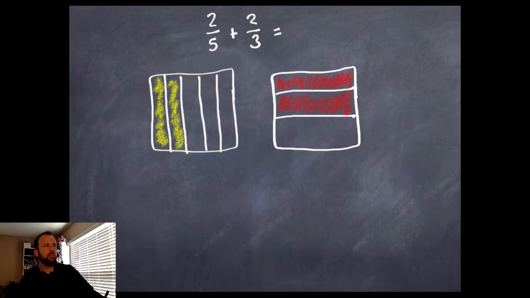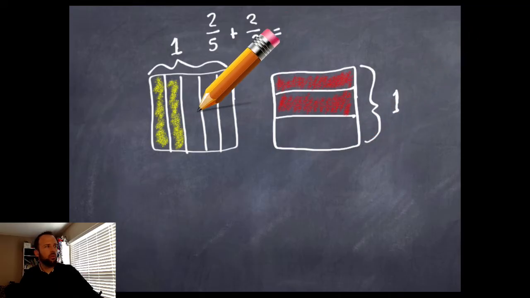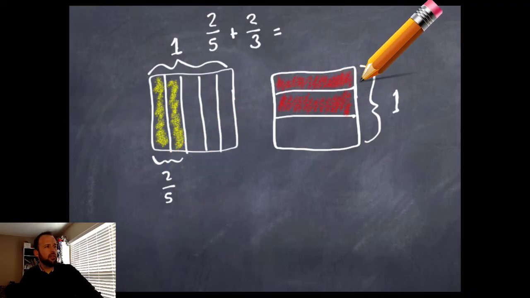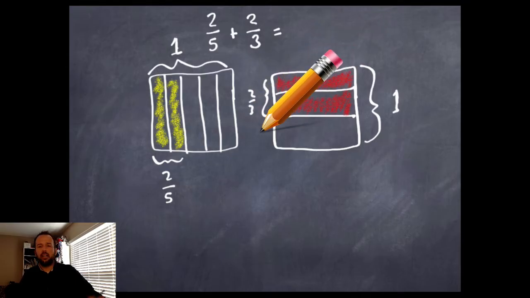And just to emphasize the point, I'm going to label these again. We started out, this is 1 whole. This is 1 whole. And what I colored in over here, this is 2/5. And what I colored in over here, this is 2/3. And again, I did one of them vertically, up and down, and my second one across. It doesn't matter which way you do it, as long as they're different. That way we can overlay them and do a comparison.